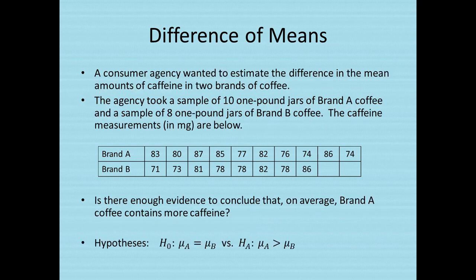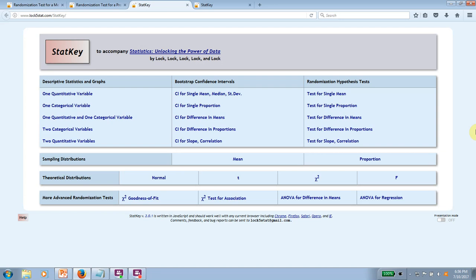So there are the hypotheses. The alternative should be more caffeine on average with brand A. So mu sub A greater than mu sub B. So the null would be that mu sub A equals mu sub B. Using StatKey, the option we want is test for difference in means.